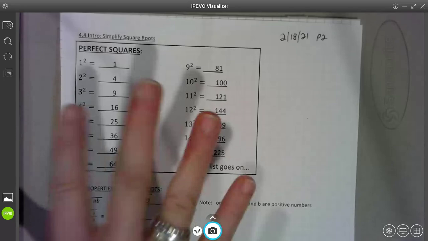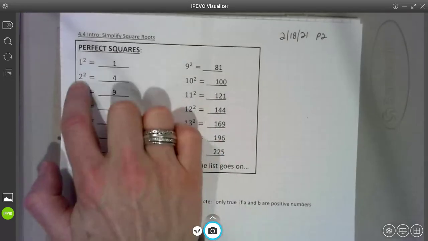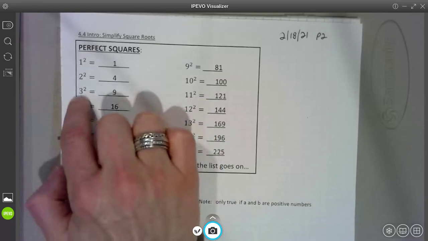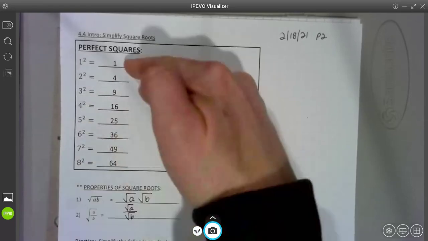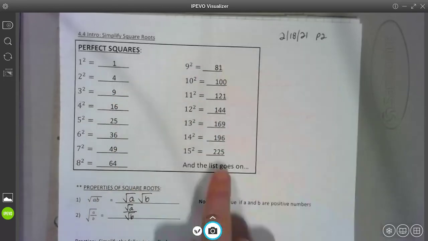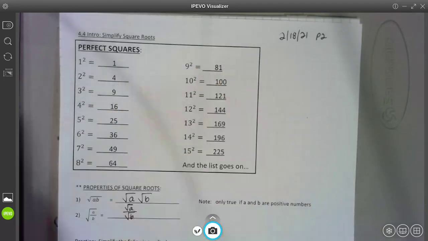All right. And we have numbers that we call perfect squares in this world. 1 squared, 1 times 1 is 1. 2 squared, 2 times 2 is 4. 3 squared, 3 times 3 is 9. 4 squared, 4 times 4 is 16. All of these numbers that I have listed, and the list goes on forever, are what we call perfect squares. These are numbers that you can unsquare and get a whole number back.